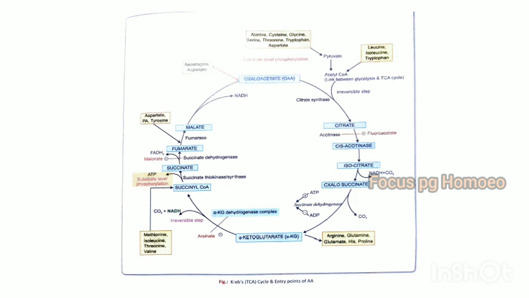Then going to succinyl-CoA, which is an irreversible step, the enzyme present here is the alpha KG dehydrogenase complex. Succinyl-CoA acts in the presence of methionine, isoleucine, threonine, and valine. Here is the ATP produced in the Krebs cycle. Then succinate leads to the formation of fumarate, then malate. Then again it goes to the formation of oxaloacetate.